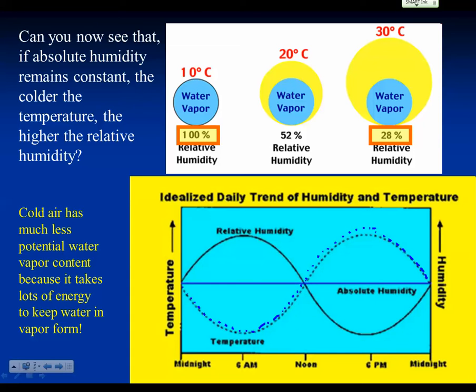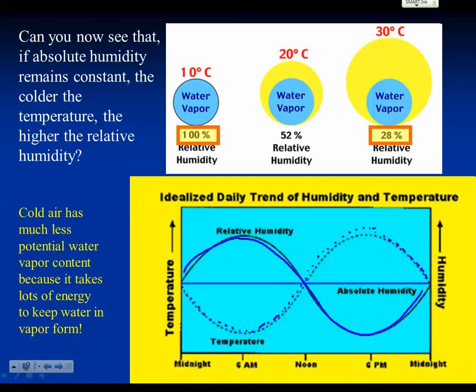And you can see that relative humidity is kind of working opposite this. And once again, this is an idealized cycle. It's not normally what happens every single day. But what's going on here is that absolute humidity is remaining constant in these top pictures. That means the humidity in the air, this blue circle, is staying the same size. But while that's happening, in the daytime, the temperature's warming up, and then it's cooling down as the sun goes down.